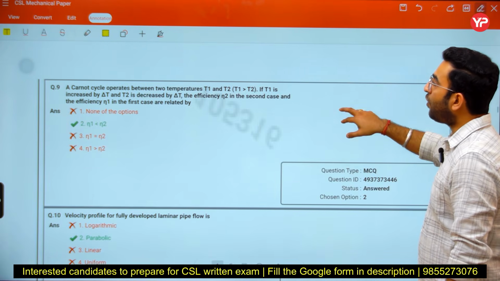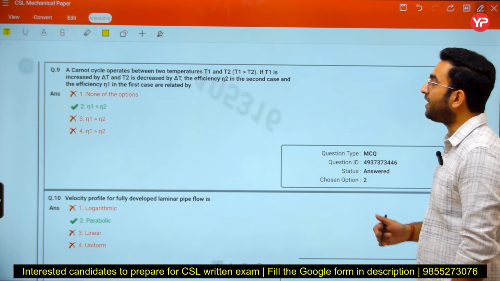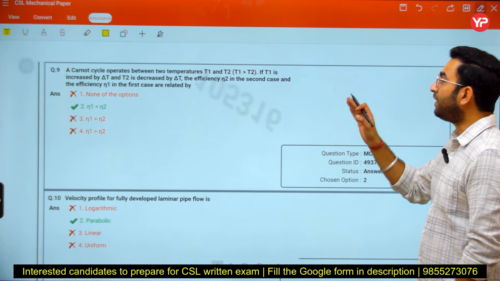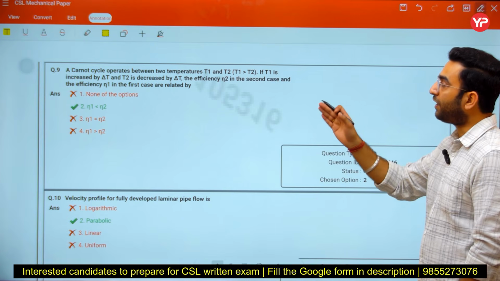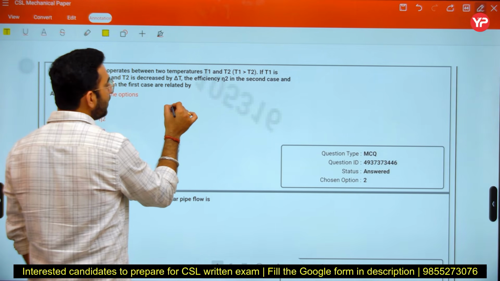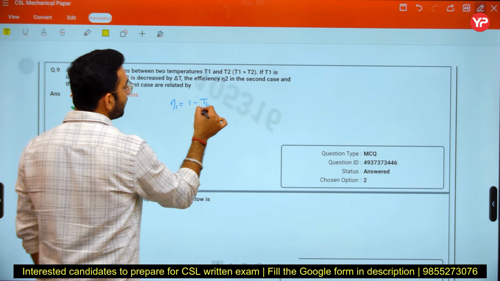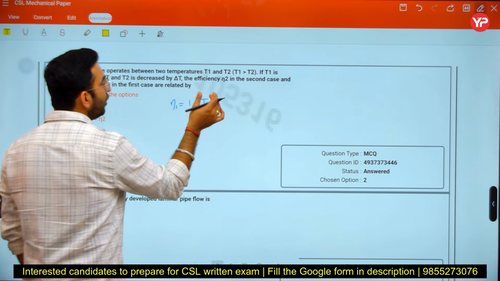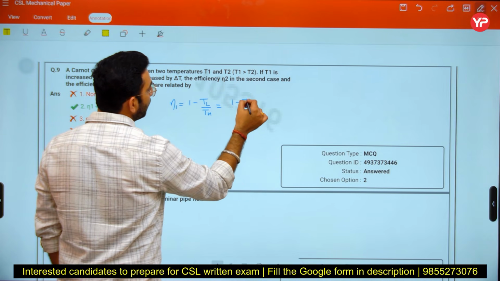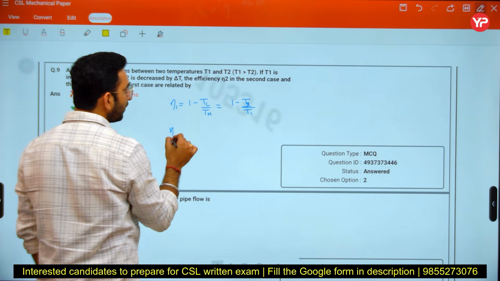Now coming back to the next part, a Carnot cycle operates between the two temperatures T1 and T2. If T1 is increased by delta T and T2 is decreased by delta T here, then the efficiency eta 2 in the second case and the efficiency eta 1 in the first case are related by. So here you can see, if we talk about the Carnot cycle, the Carnot cycle efficiency can be written as 1 minus TL by TH here. If you write in the form of T1 and T2, you can see lower temperature is T2.